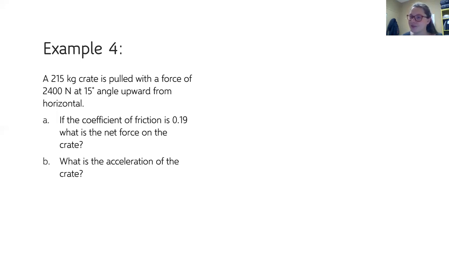So first of all, you know where I'm going to start. We're going to start with that diagram. So we have our crate, and it's sitting on a surface. It's supposed to be sitting on a surface instead of levitating. There we go. There's our crate.